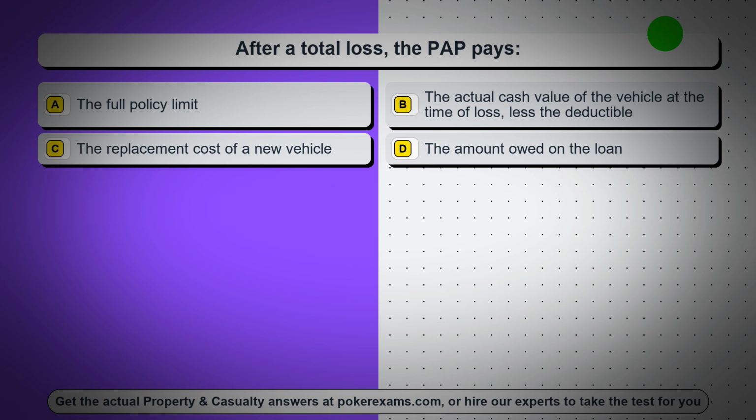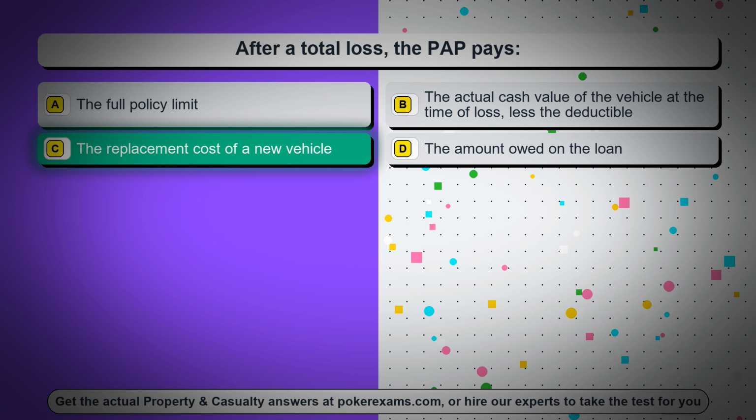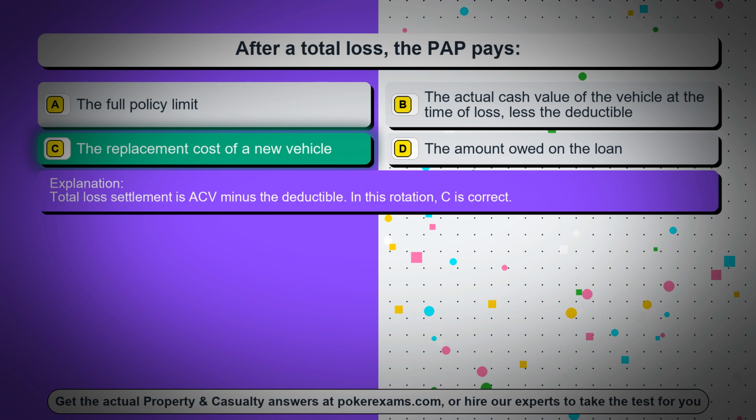Question 67. After a total loss, the PAP pays, option A, the full policy limit. Option B, the actual cash value of the vehicle at the time of loss, less the deductible. Option C, the replacement cost of a new vehicle. Option D, the amount owed on the loan. The correct answer is option C, the replacement cost of a new vehicle. Total loss settlement is ACV minus the deductible. In this rotation, C is correct.